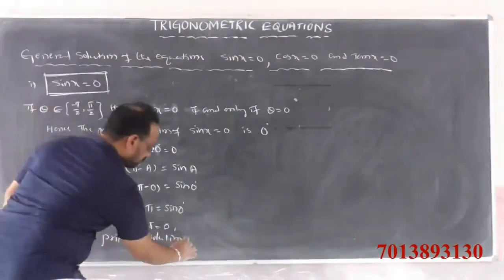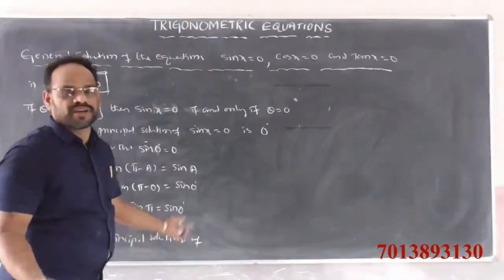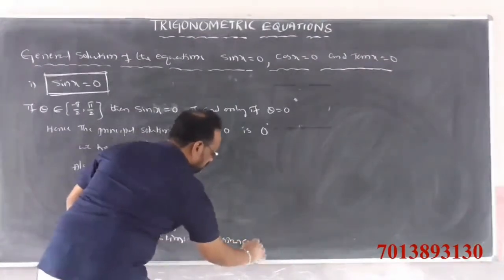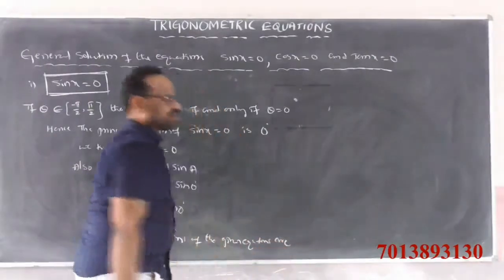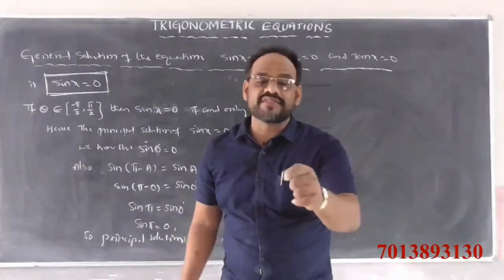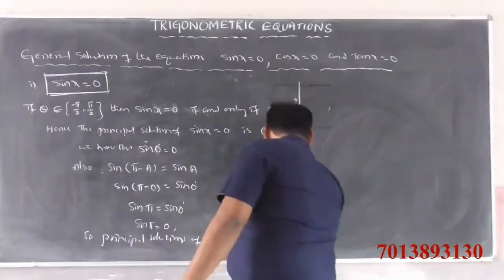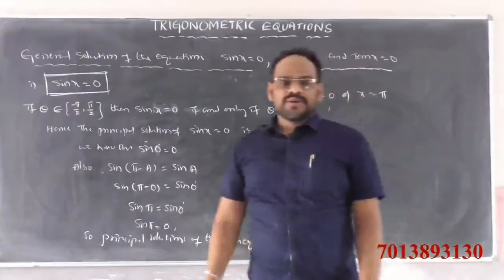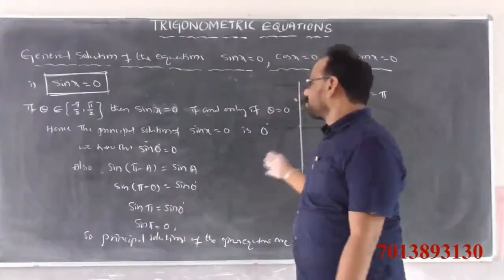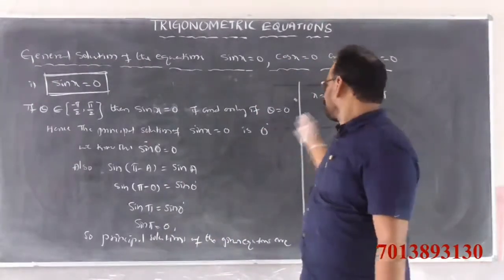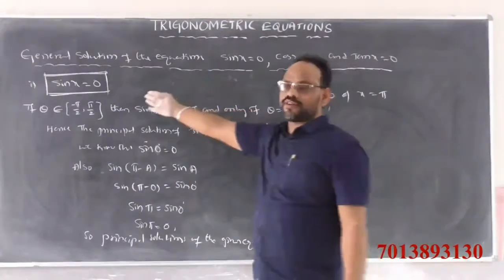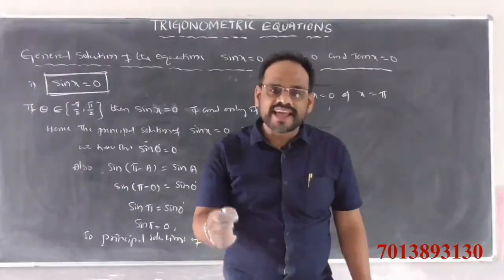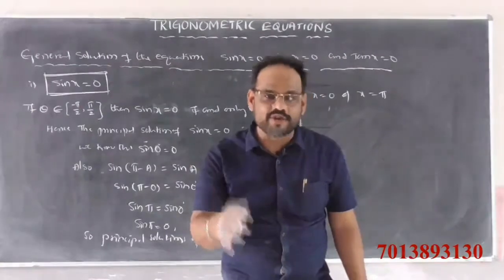The principal solutions of the given trigonometric equation are clearly x equals 0 or x equals π. So x equals 0 or x equals π are the principal solutions of the given trigonometric equation.